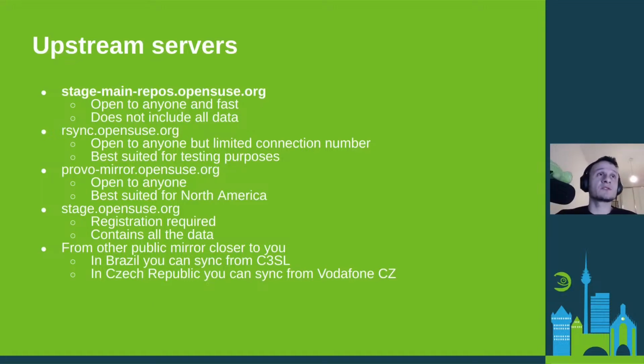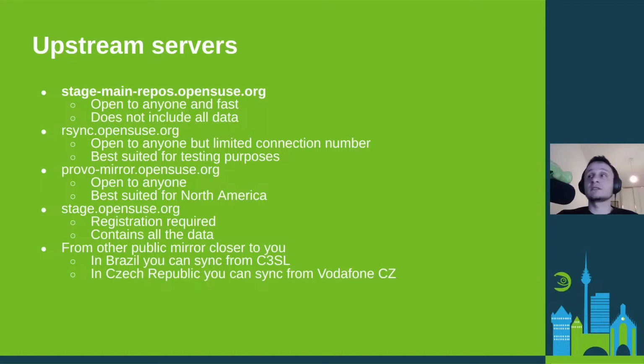We have also rsync.opensuse.org. It's also open to anyone, but it has limited bandwidth and a limited connection number. So I would suggest that it's more suited for testing purposes. For production purposes, it would be rather slow to copy data from this. If you are in North America, there is a server open to anyone, provo-mirror.opensuse.org. This is best suited for people in North America if they are having issues fetching from the mirrors in Europe.